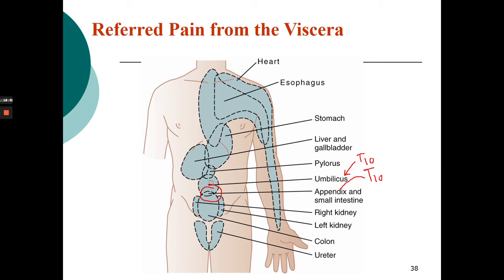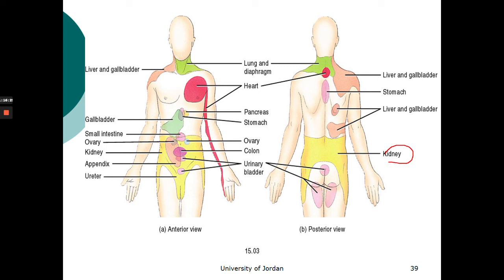Now the ureters here, it's around the genitalia. Genitalia is referred. Colon is down below the umbilicus. Liver and gallbladder, it is in the right and even in the shoulder here sometimes. Shoulder, this depends on the dermatome. Look at the dermatome areas here. This is a kidney. Pain from the kidney in the loin. Pain from the liver and gallbladder in the right shoulder. Pain from the heart is in the sternum, the chest here, and the left upper limb.